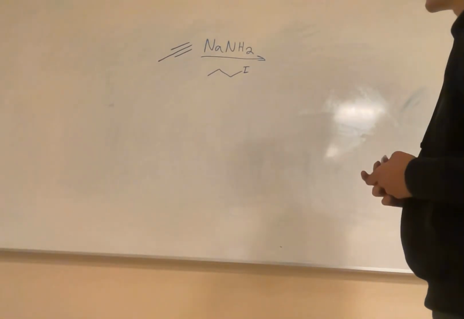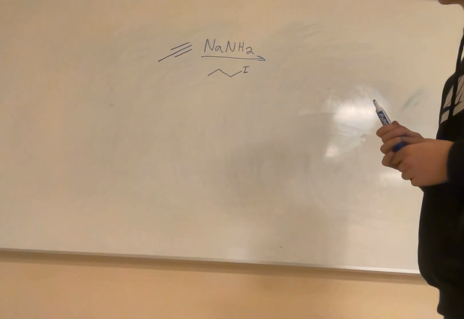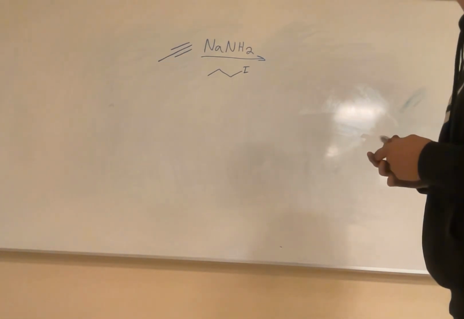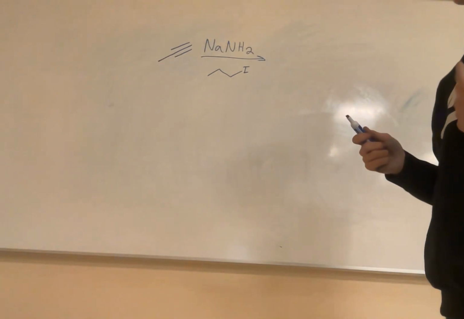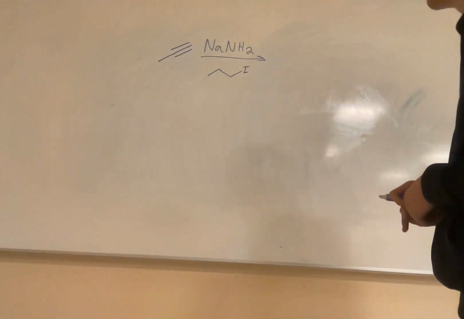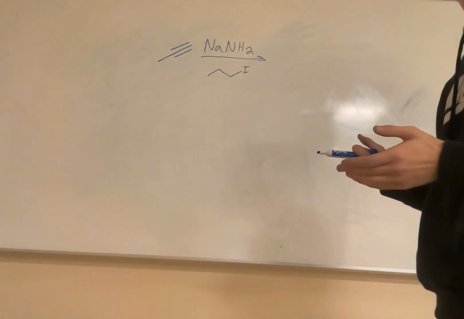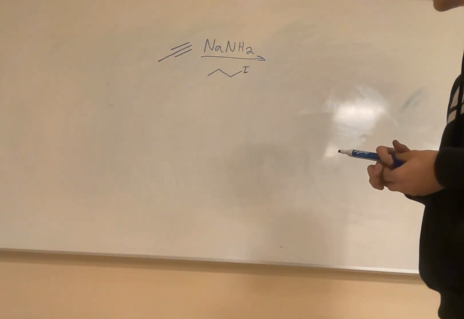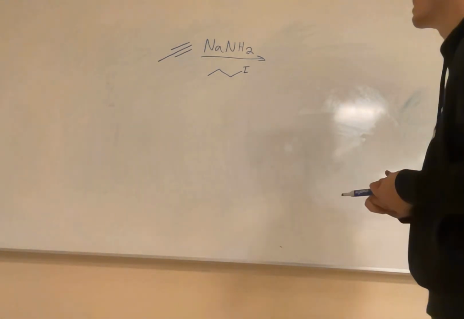Hello everyone. Today we're going to be going over one of my favorite synthesis strategies. It involves a terminal alkyne, using a strong base to deprotonate it and then making it do some sort of nucleophilic attack on something. Again, this is one of the best reactions you can do in synthesis because it just unlocks so many reactions you can do downstream.